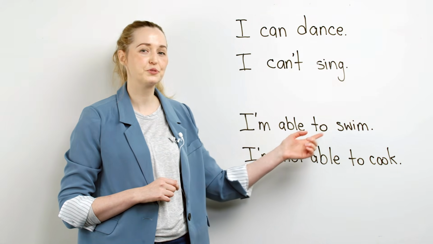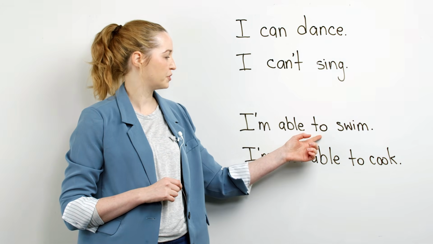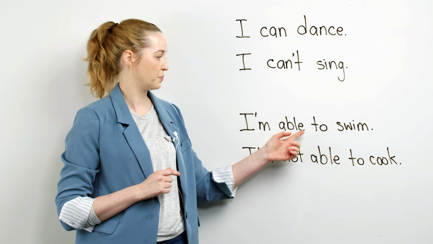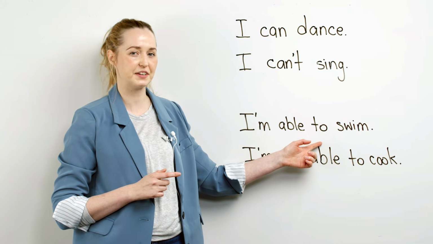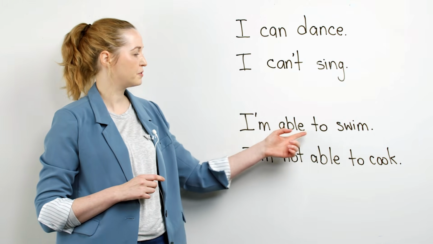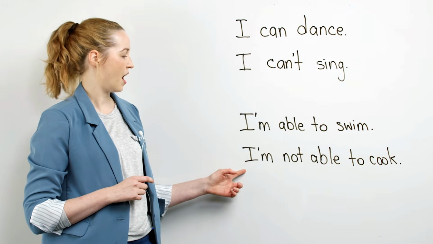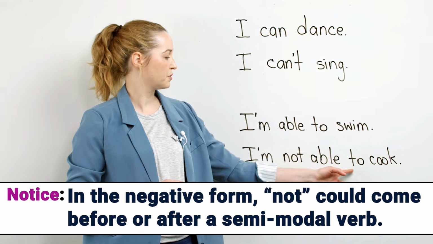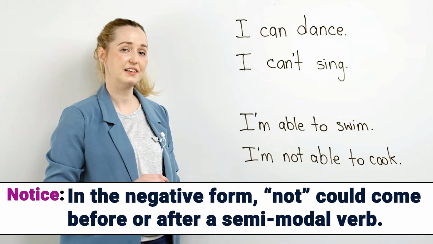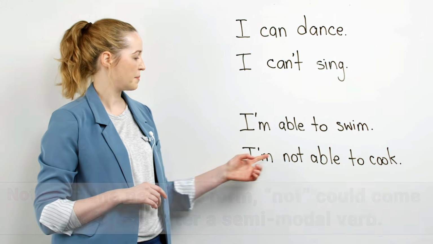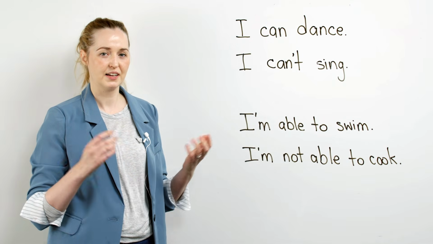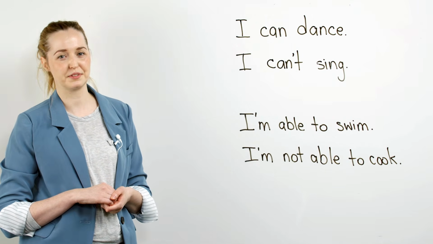I'm able to swim. Able to. Able to is a semi-modal verb. We know that because to is here. I'm able to swim. I'm not able to cook. Able to uses not in negative form. I'm not able to cook shows inability. Let's move on to some more examples.